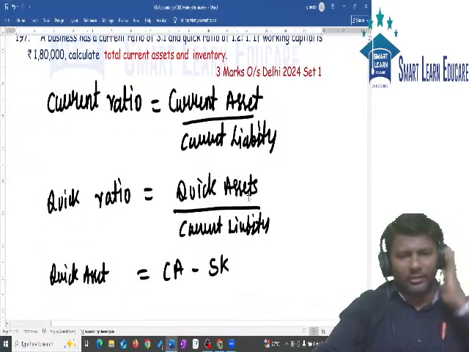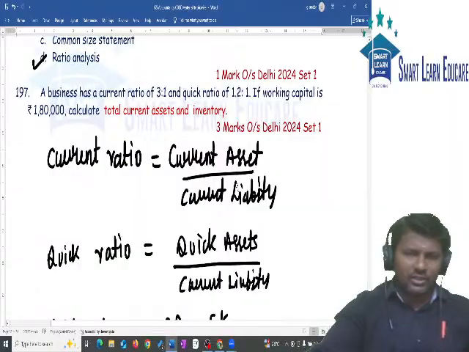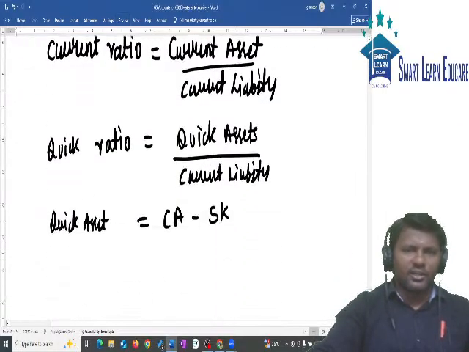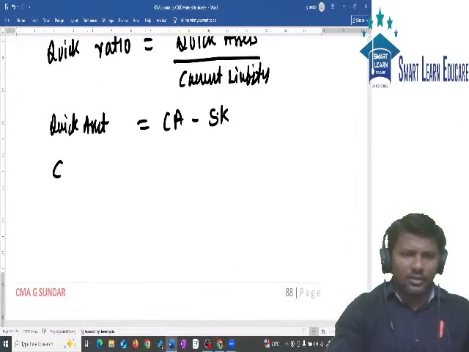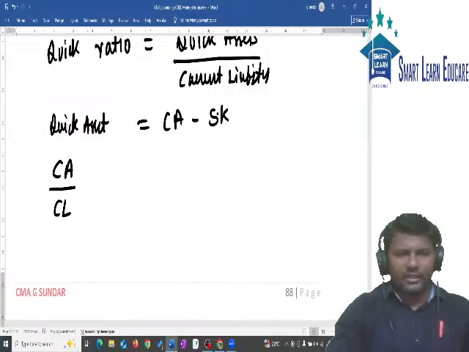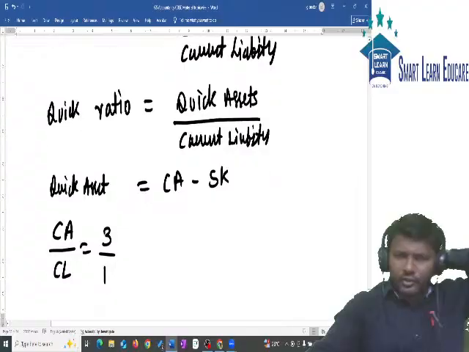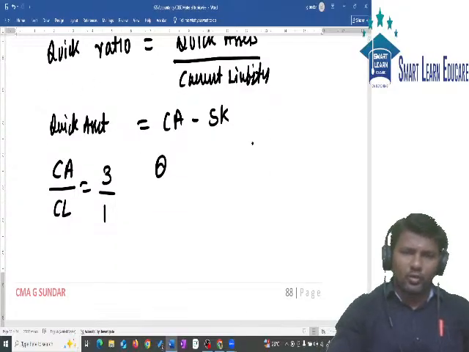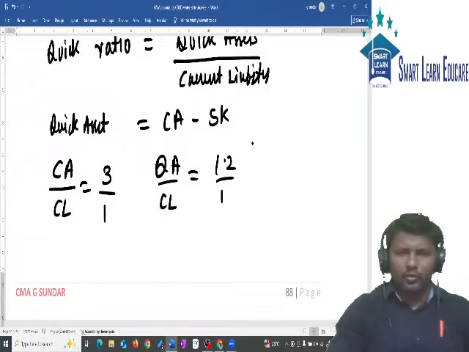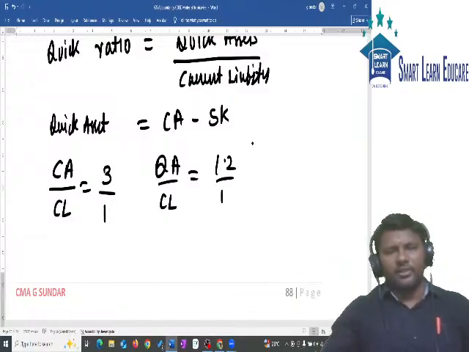So I'm going to solve this. So what is the information which is given? Current ratio 3 is to 1. Current asset divided by current liability, it is 3 is to 1. It means 3 by 1. And what is the second information which is given in the question? Quick ratio. What is quick ratio? Quick asset divided by current liability, it is 1.2:1. So this is the information which is given.